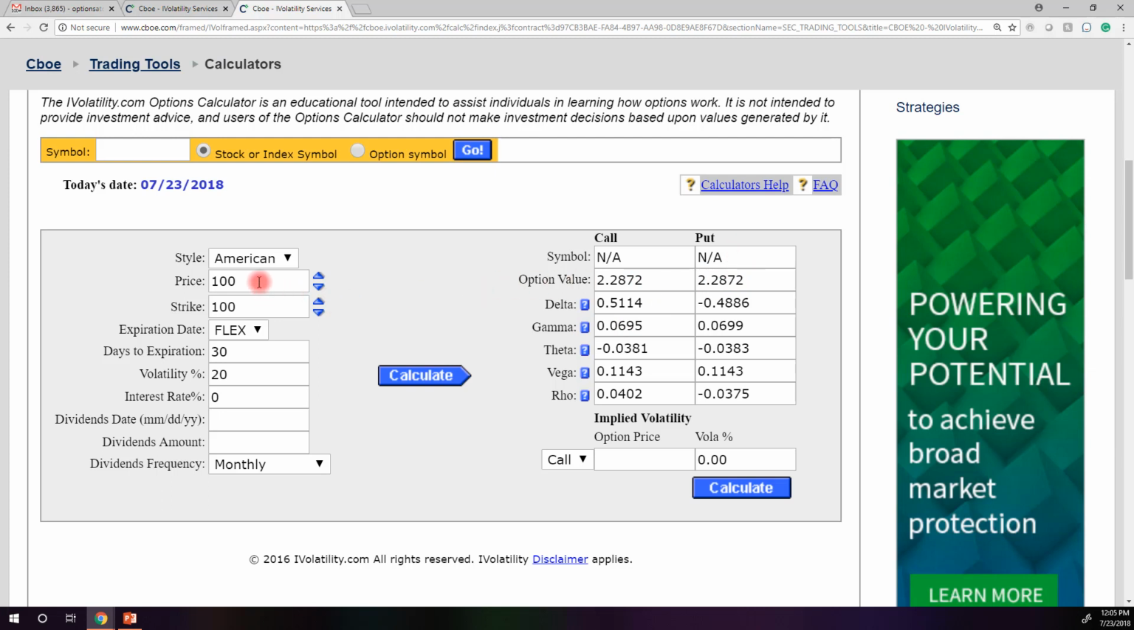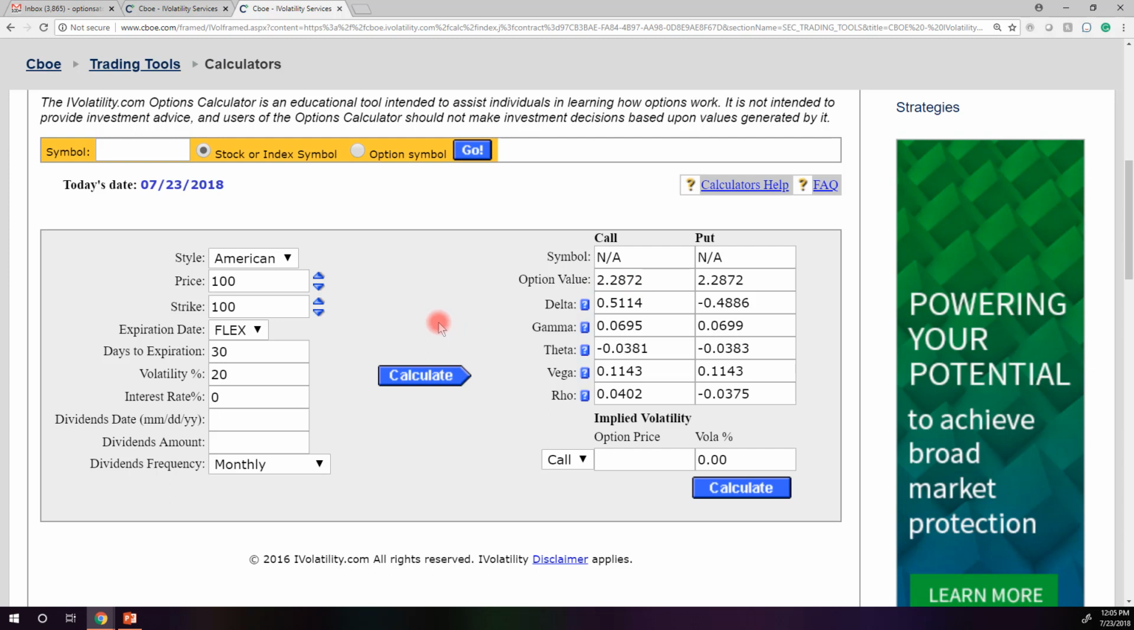So in other words, if the stock is 100, strike is 100, 30 days to expiration, 20% volatility, and 0 interest rates, that call option's worth about 2.28. Same for the put. Now this is right here a true option. It's at the money. There's no intrinsic value. It's all extrinsic value. These are the things you really have to be careful of, especially for short-term traders.